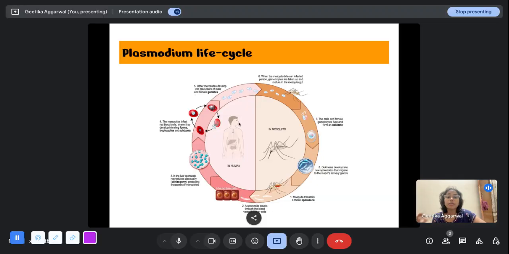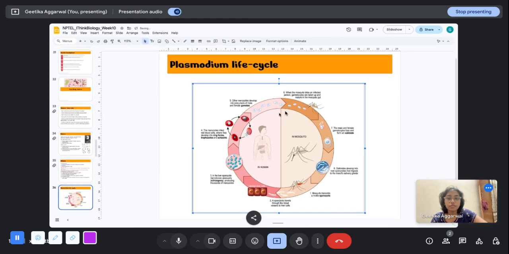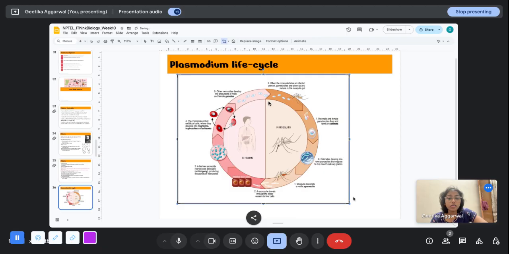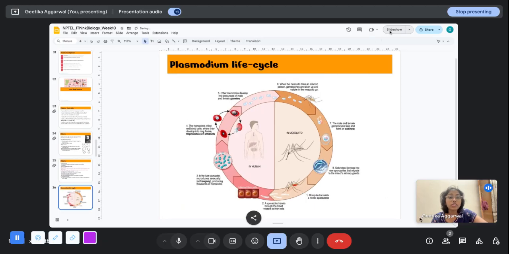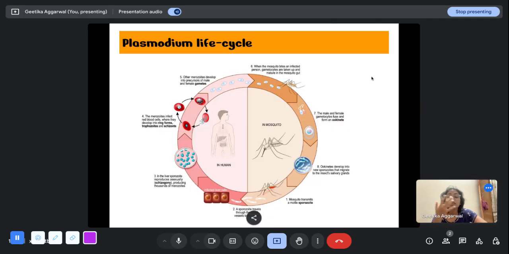Now, this is something you might have already seen. It's the life cycle of Plasmodium. You would have seen this image earlier also, because it is actually taught in schools. So this is what the life cycle of Plasmodium looks like.